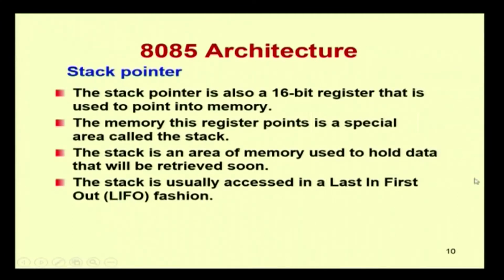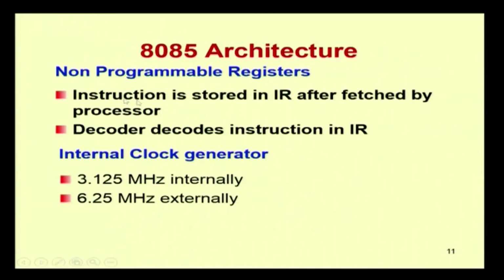Then we have other registers for which there is no instruction to access them. They are used for internal operation. There is what is called the instruction register. When you fetch an instruction it will be stored in the instruction register, and then it will be decoded by the decoder, and then according to the instruction action will be taken. The microprocessor also has a clock generator. Of course 3.12 megahertz, or nowadays it can operate even at 6.25 megahertz.